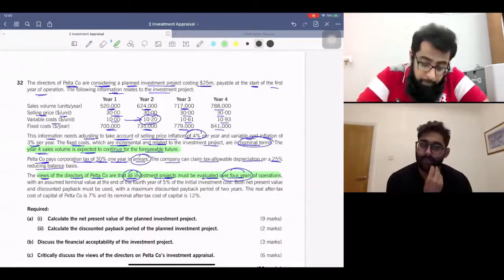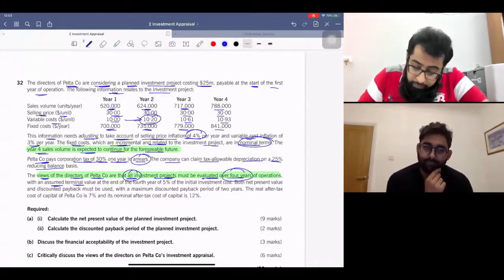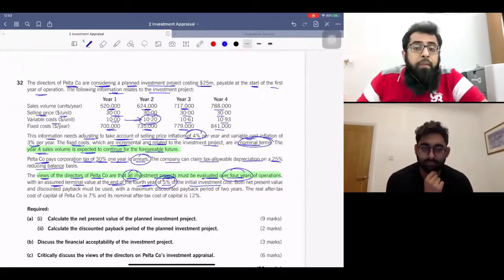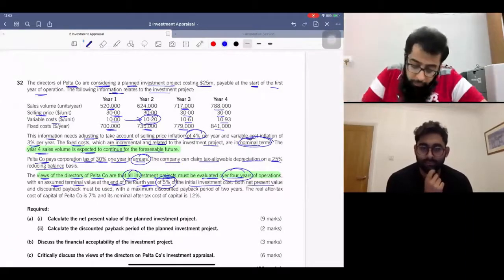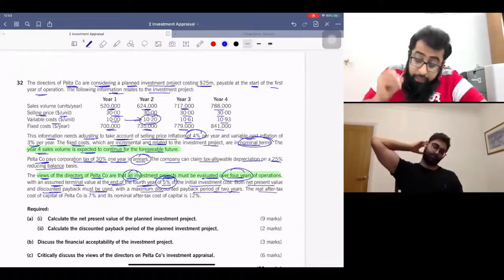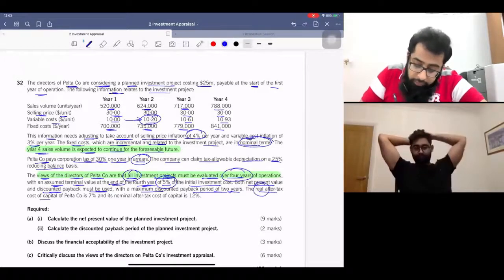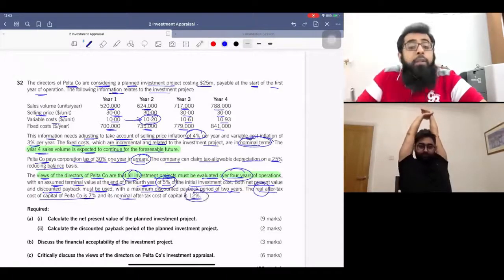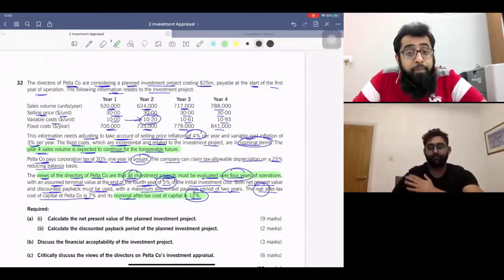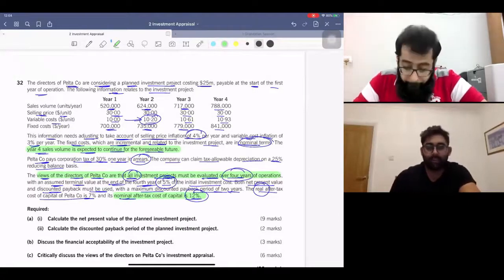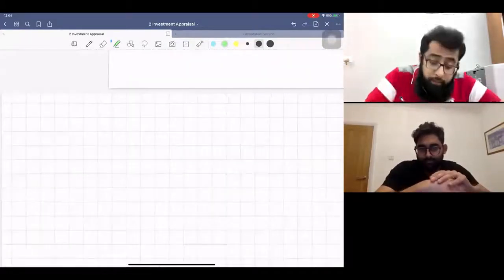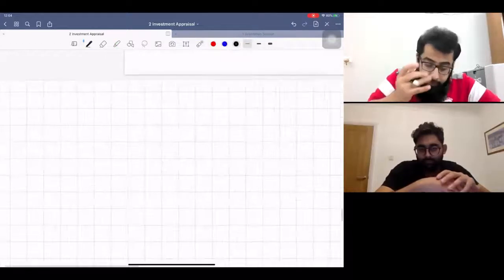With an assumed terminal value at the end of the 4th year of 5% of the initial investment cost. Terminal value will be the scrap value. Both net present value and discounted payback must be used. Maximum discounted payback is 2 years. The real cost of capital is 7% and nominal cost of capital is 12%. So we will use this nominal cost of capital, not the real cost of capital. Nominal obviously has inflation. Now, let's look at it. Now, what are the learnings in this question? Pelta company.